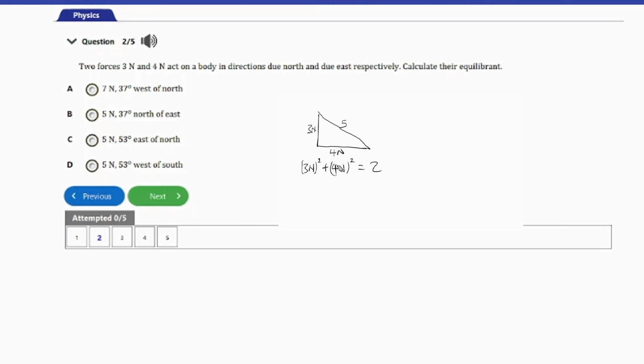Considering this triangle, tan theta is opposite over adjacent, where the opposite here is 3 and the adjacent is 4. So theta is going to be tan inverse of 3 over 4, and that's 37 degrees. In that case, option B becomes the answer to this question. That's 5 newtons, 37 degrees north of east. So that's it for this question.